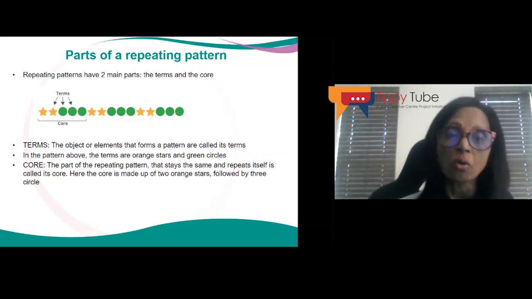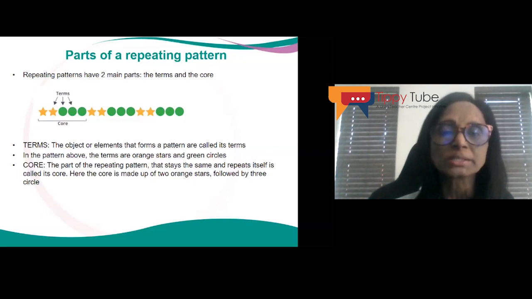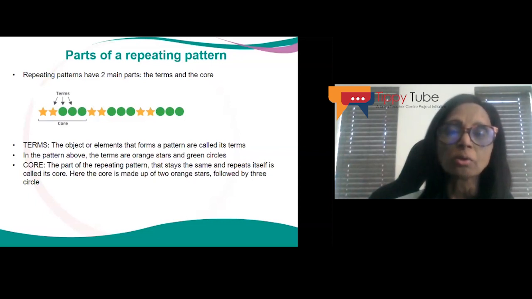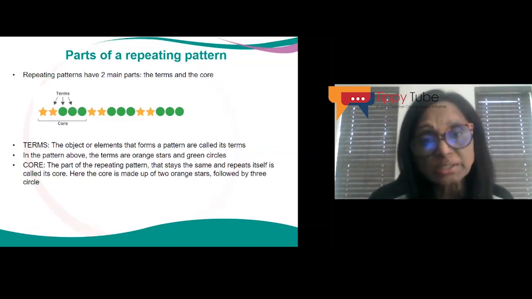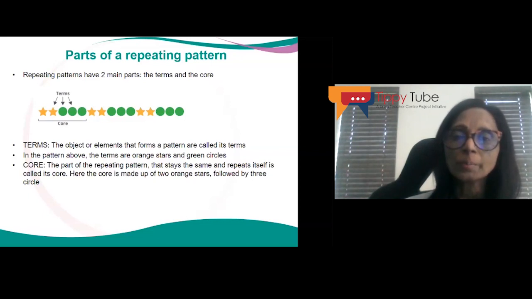Now the core is the part of the repeating pattern. What is repeating itself there in that pattern? Yes, it stays the same and repeats itself. That is why it's called the core, it is what makes the pattern. Here the core is made up of 2 orange stars and 3 green circles. That is the core.